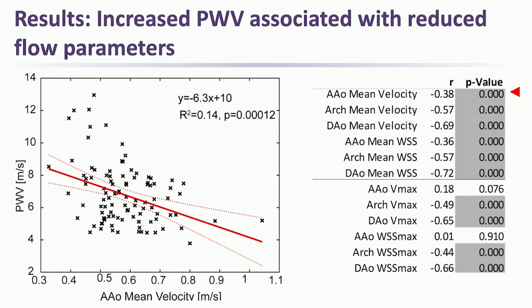And increased pulse wave velocity was associated with reduced flow parameters, and I'll discuss this in two sections. So the first part of the table are these mean velocity and mean wall shear stress measurements, and we found a significant relationship in all these measures along the entire vessel. And then looking at maximum measurements, I saw increased pulse wave velocity was associated with reduced flow parameters in the arch and descending aorta, but didn't see a relationship in the ascending aorta.